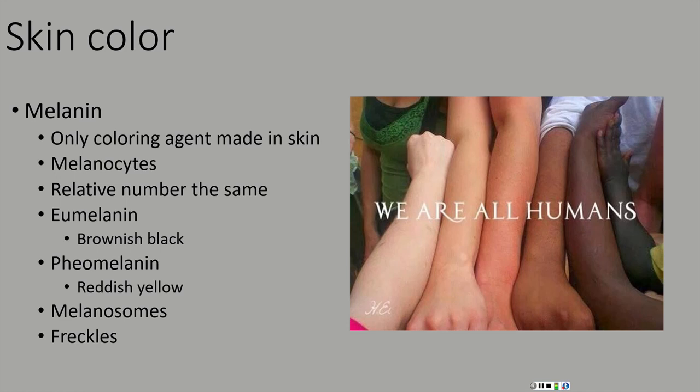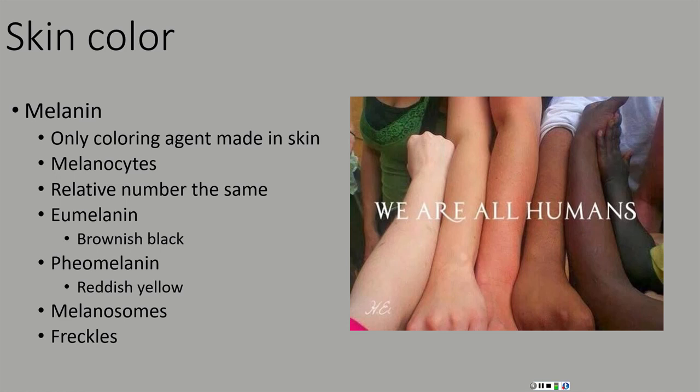And by far, the biggest contributing factor is something called melanin. Melanin is a pigment, it's a protein made by melanocytes, which we learned about last time. And melanin is actually the only agent that contributes to skin color that is made in the skin. Everything else that contributes to skin color comes from somewhere else.